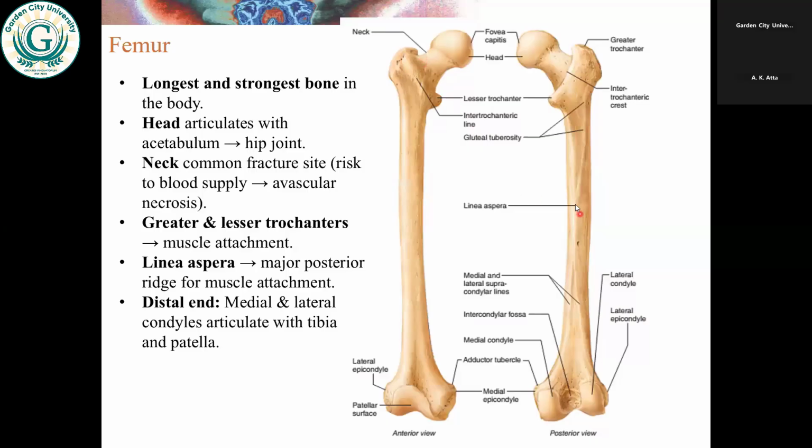We call this part the linea aspera, also on the posterior aspect, for muscle attachment. At the distal end, we have the condyles. This is the part that articulates with the patella, so that's the patellar surface. And I've explained what a condyle is and what an epicondyle is. So there isn't much to say here.